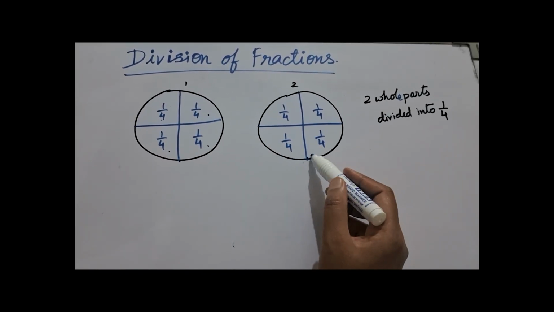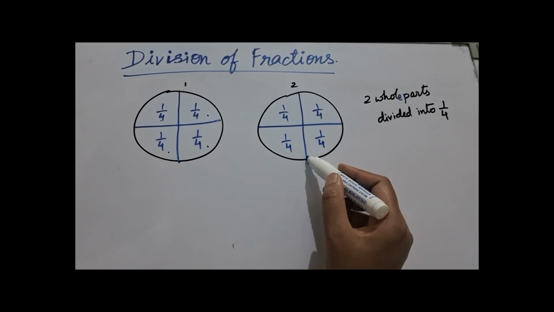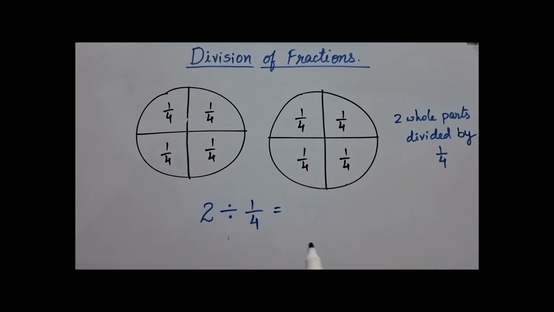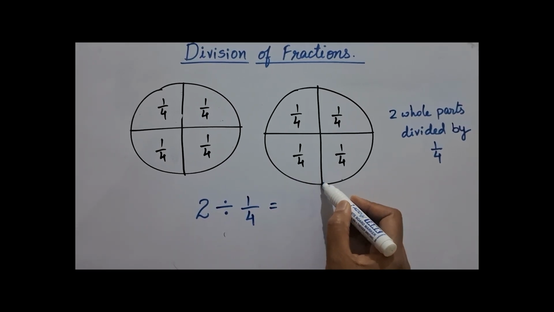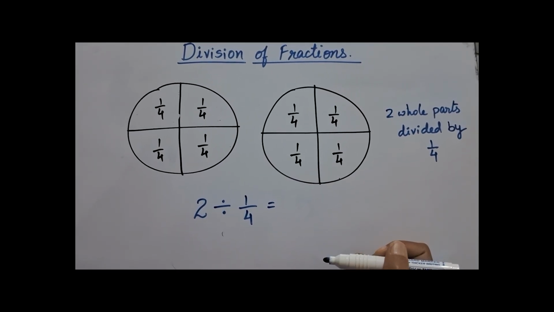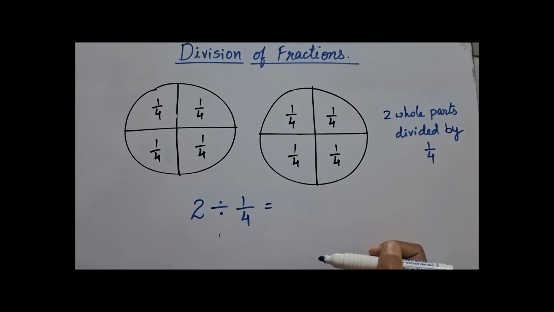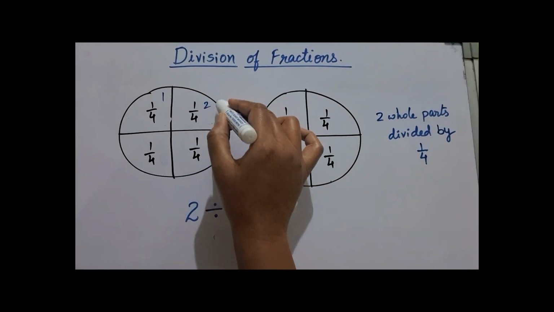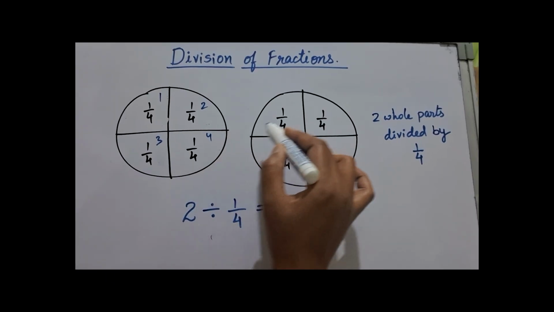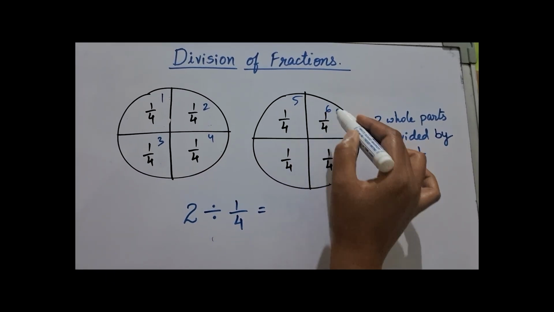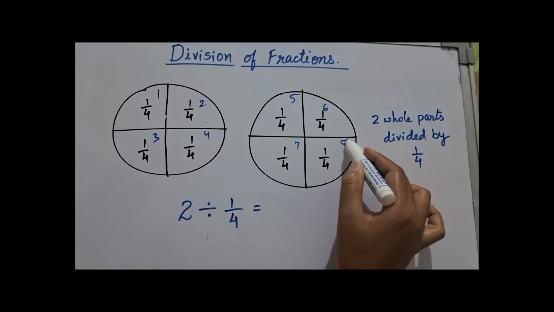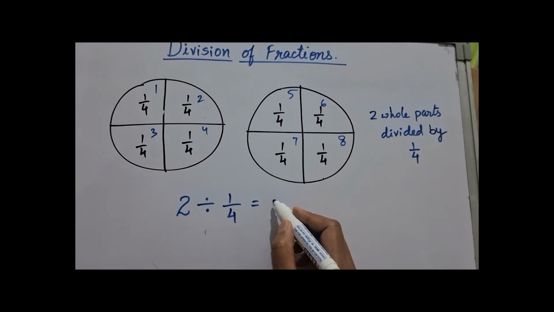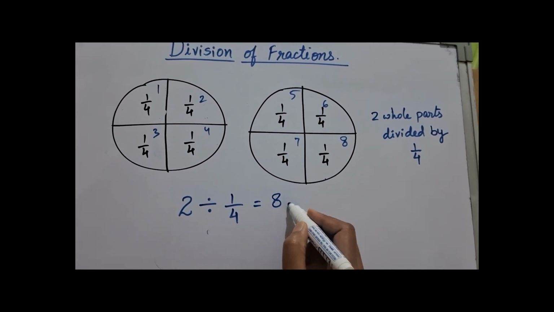Like that, the two wholes are divided. When two wholes are divided by 1 by 4, how many parts do we get? Now we will count. 1, 2, 3, 4, 5, 6, 7, 8. So in total we are getting 8 parts, children. So the answer will be 8.